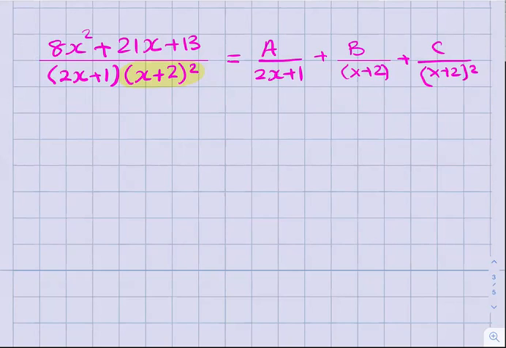Miss, why do we put 3 terms for x plus 2?